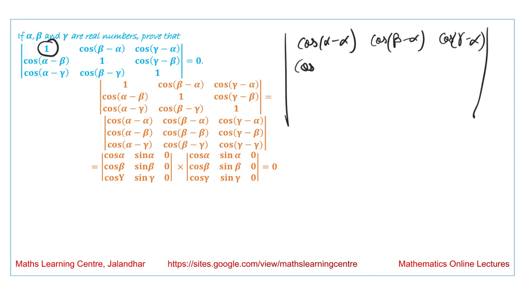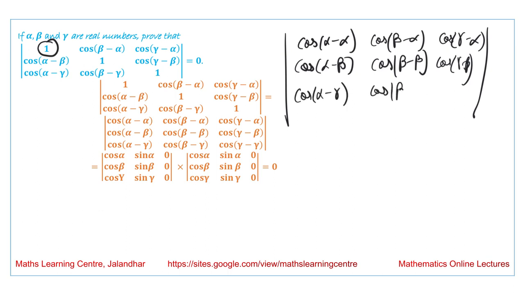It is cos of alpha minus beta, cos of beta minus beta, and the last term is cos of gamma minus beta. And similarly in the third row we will have cos of alpha minus gamma, cos of beta minus gamma, and cos of gamma minus gamma. Now as we have solved in our previous question, similarly we can write this as the product of two determinants.